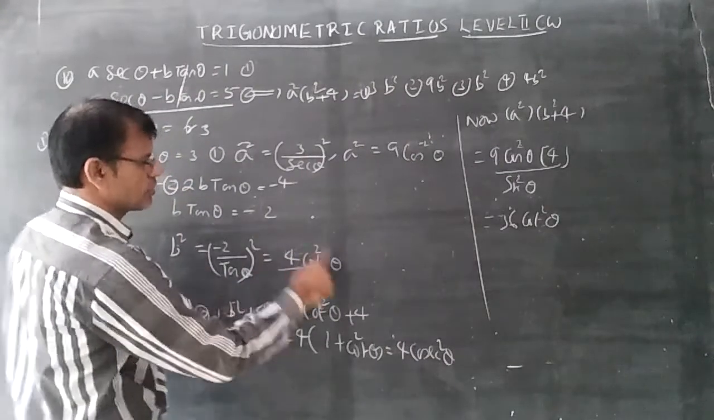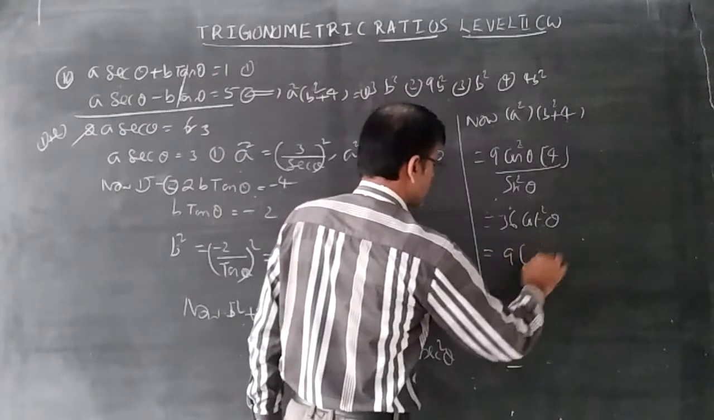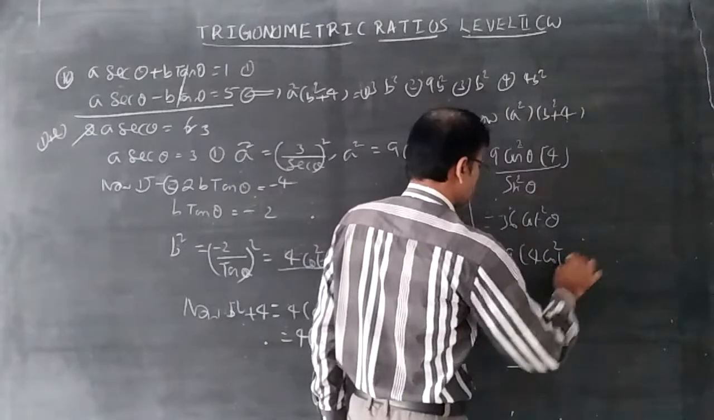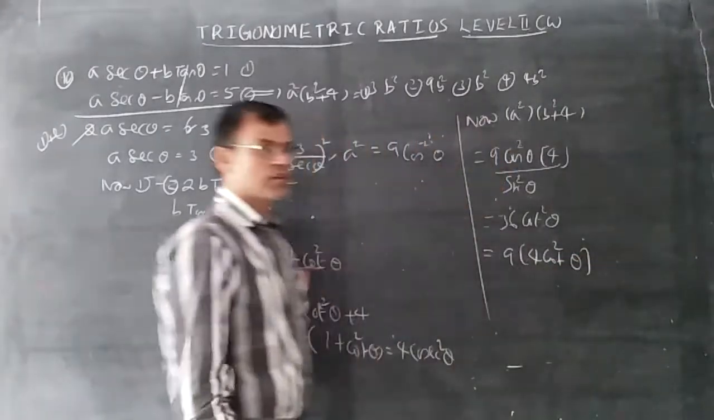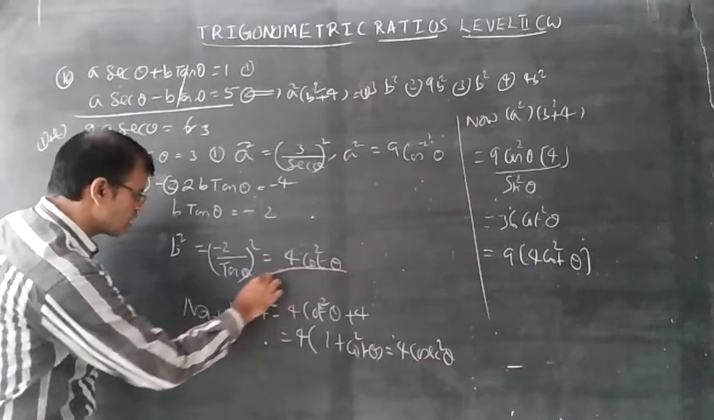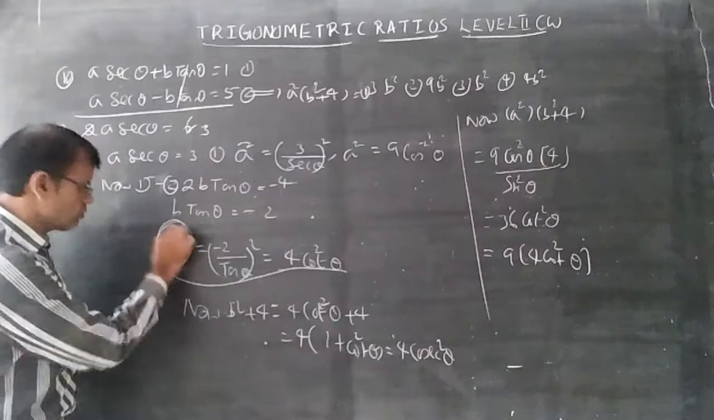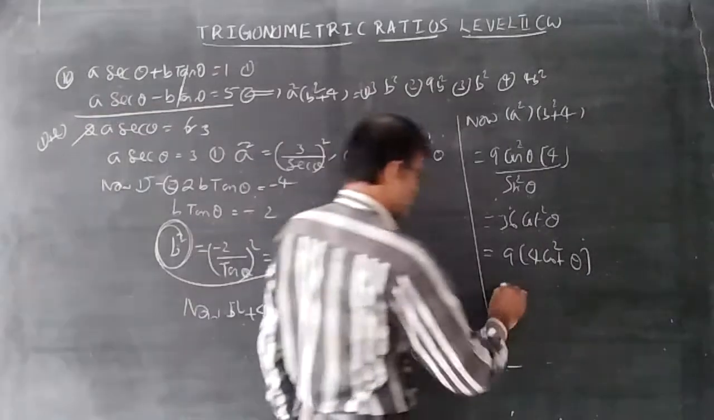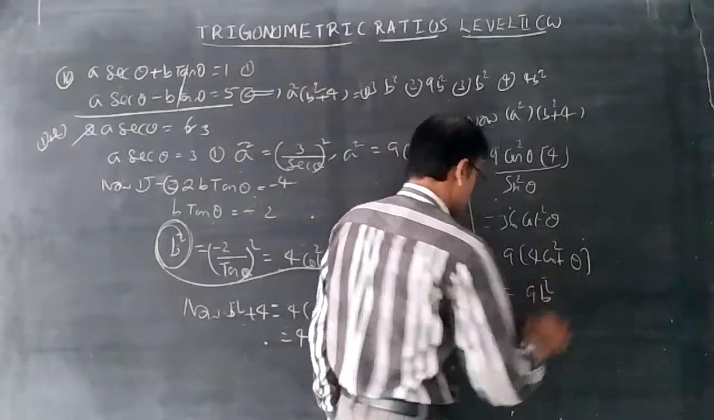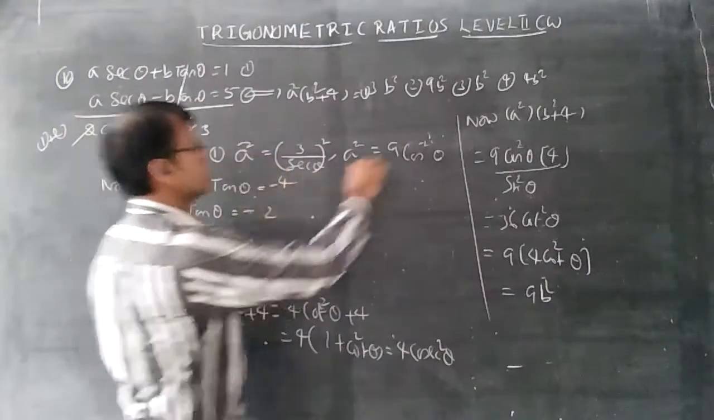Just try to understand. You can understand this one as 9 into 4 cot square. Here 4 cot square theta indicates which one? B square. So 9 b square is 18 next. 9 b square option is there.